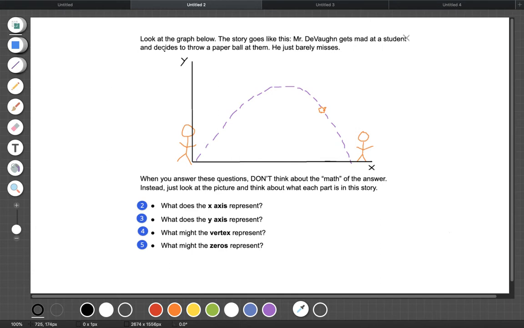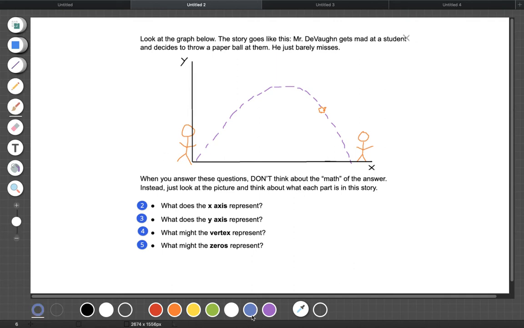Okay, so it says, look at the graph below. The story goes like this. Mr. Devon gets mad at a student and decides to throw a paper ball at them. He barely misses. So here's Mr. Devon. He throws a paper ball, goes like this, comes down, but it just misses the student. So answer these questions.